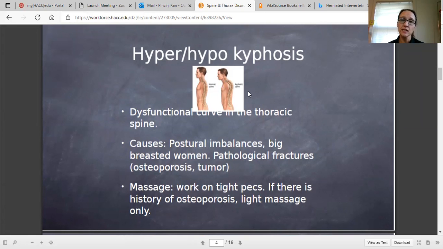It is unlikely that you will be able to affect the hyperkyphosis with massage. So I'm just giving you some realistic expectations here. You can certainly make the person feel better, but you're not really going to help correct this at all. Okay.